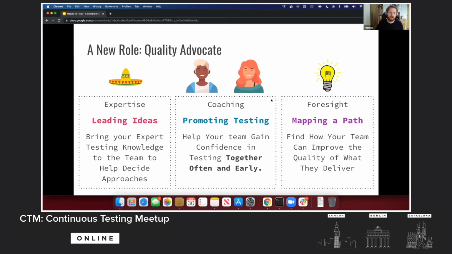But actually, I believe I've talked myself into a better job, a more valuable job for myself and for my team. A new role of a quality advocate, someone that uses their expertise to lead the ideas within the team around testing, to bring their experience and the things they've learned from other projects and from meetups like this one. Someone that can coach the team so that the rest of the team can learn these testing ideas and why testing is so important by pairing with them, doing presentations. And then finally, using my foresight to plan a better path to testing in the future. How can things change and improve over time?